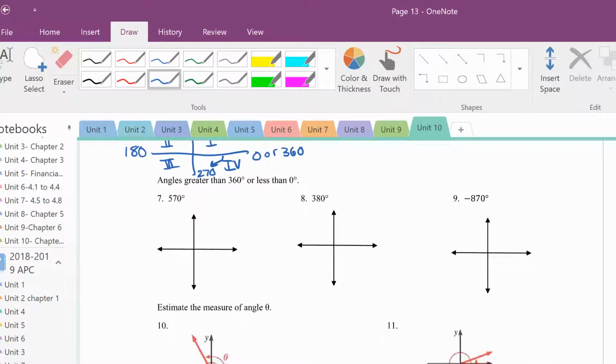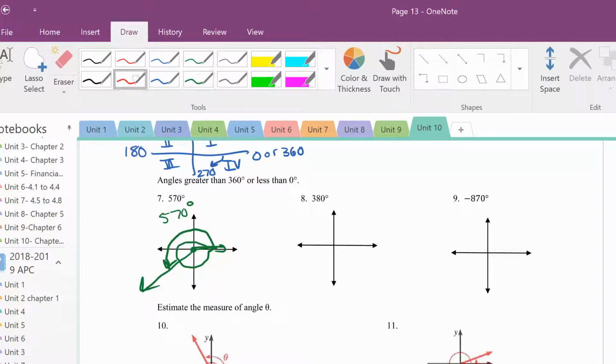So angles that are greater than 360, if you were to draw it, you start here at 0 and you go around once, so this is 360, and then you have 210 left, so there's 90, 180, 210, so there you go. That would be 570 degrees. So it's one rotation plus 210 degrees.